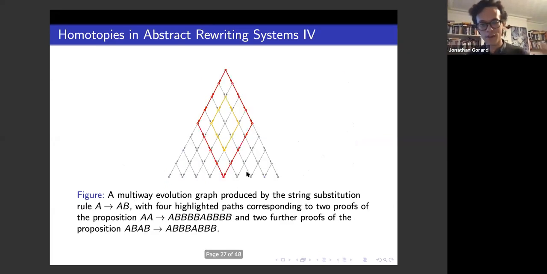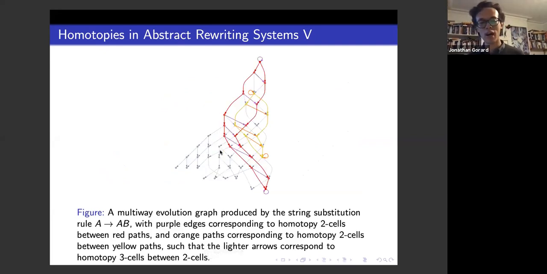Once we've done something like that, we can consider a case like this, where we have 4 proofs of 2 different propositions: 2 equivalent proofs of one proposition, shown in red, and 2 equivalent proofs of a different proposition, shown in yellow. And then we can construct a 3-cell between the corresponding 2 cells. So here's one way to see that.